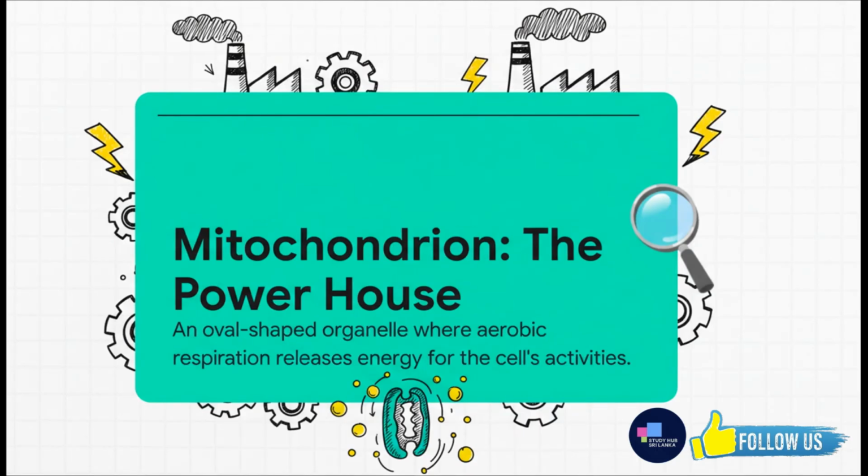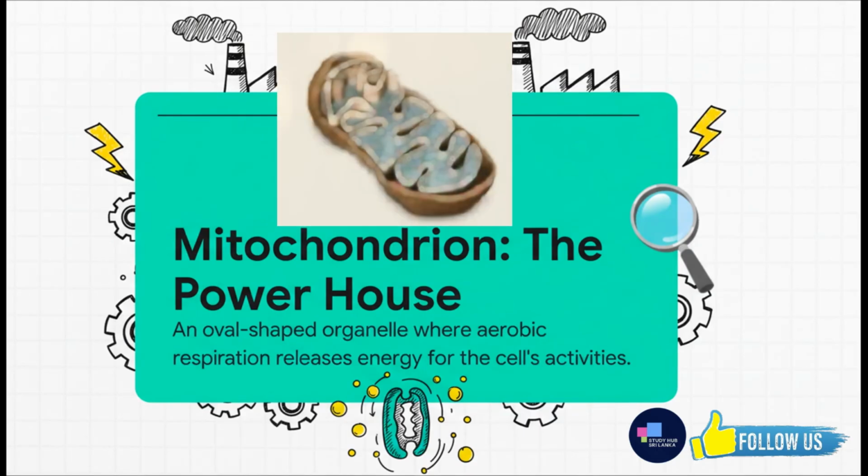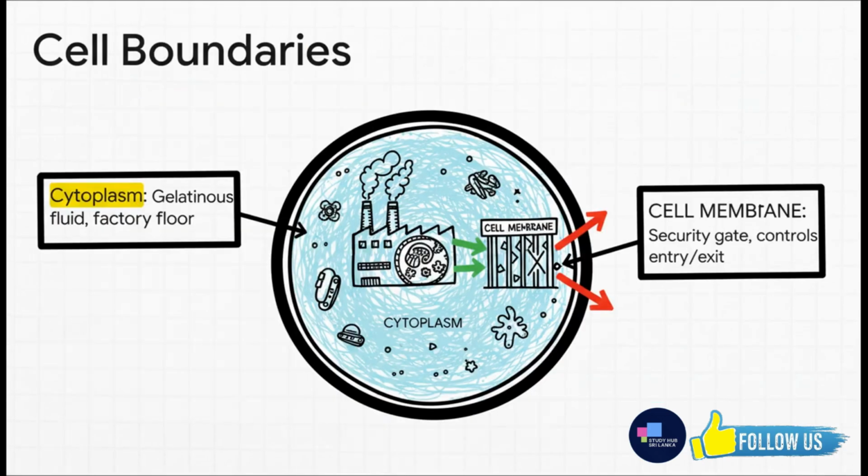Next up, we have the mitochondrion. Now, if the nucleus is the manager's office, this is the power plant for our factory. This is where all the energy is made through a process called aerobic respiration, so the cell has enough power to do all its work. So the factory floor itself, that's the cytoplasm. It's this jelly-like stuff that fills up the cell and holds all the organelles in place. And the factory walls, maybe the security gate, that's the cell membrane. It's super important because it carefully controls everything that enters and leaves the cell.